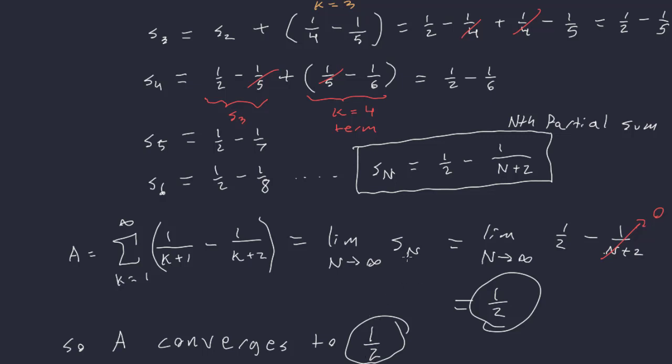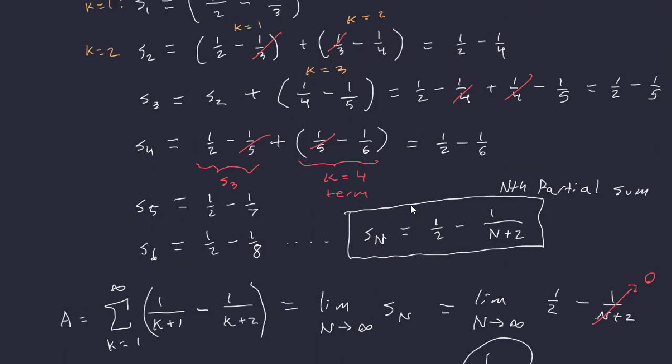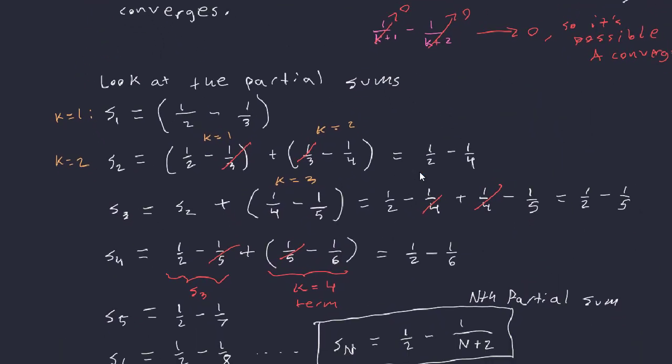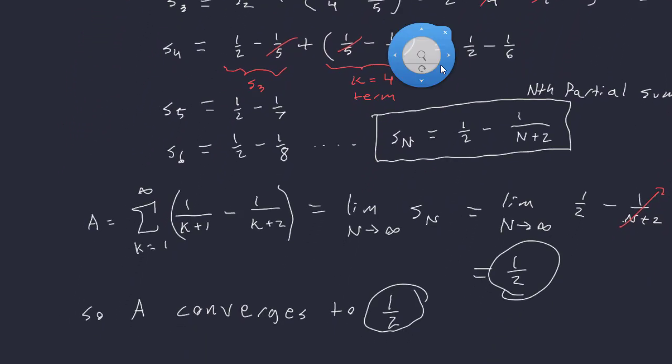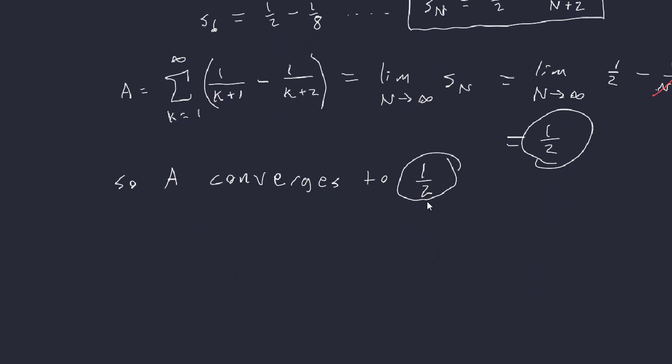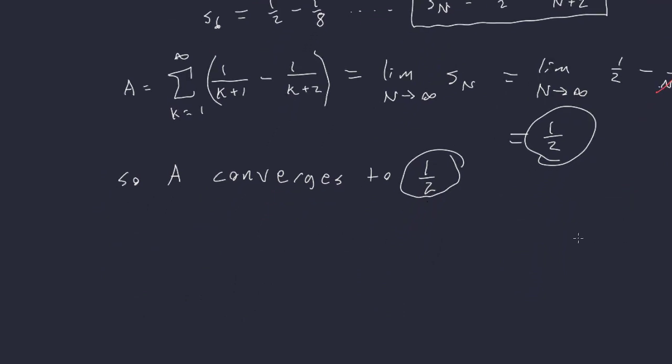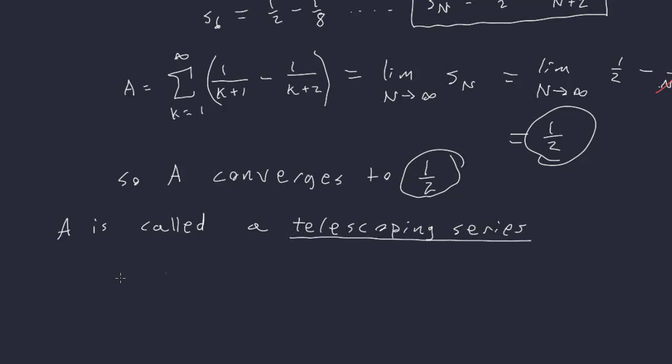Okay, this is called a telescoping series. And it's called that because at every step, we're basically subtracting part of the previous step. So A is called a telescoping series because of the way it behaves.